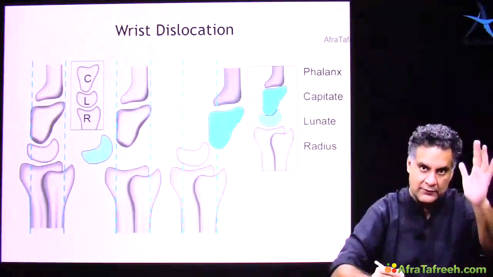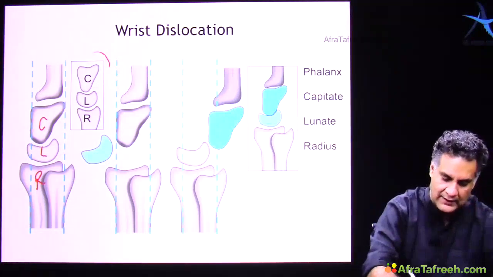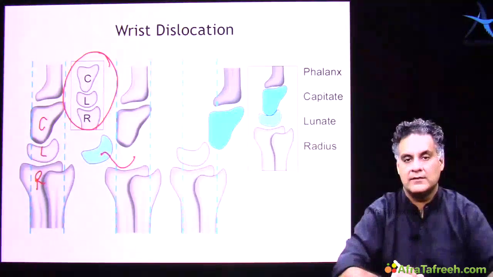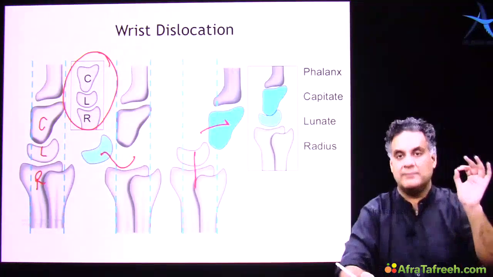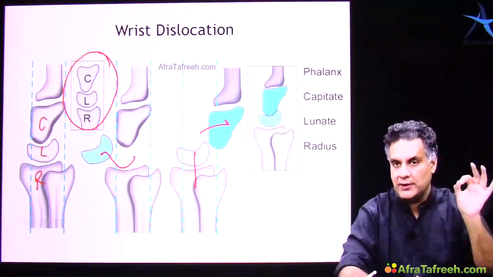If you look at the lateral view, the radius, the lunate and the capitate, they are in one line. If only the lunate comes out, this is called lunate dislocation, and if the lunate stays in and all others go out, it's called perilunate dislocation. Also remember one important key point.